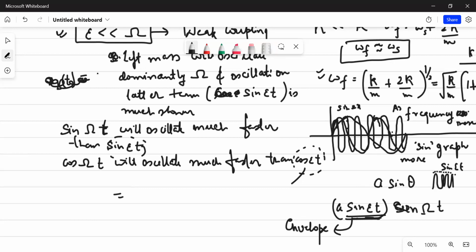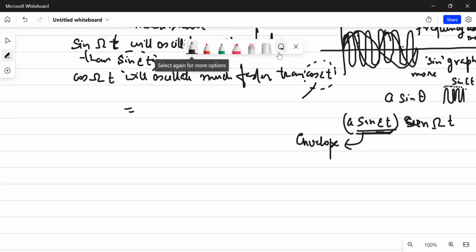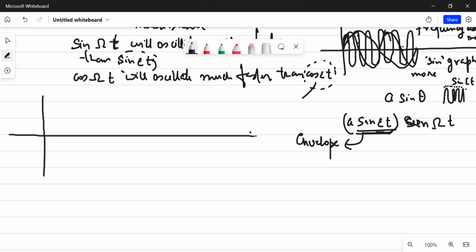Yes, sir. Okay, so it will act as if it is an envelope. Now, what will happen is I will try to make the plot of it. So let us first make x1 as a function of time. We know that it is sine omega t, sine epsilon t, sine omega t.